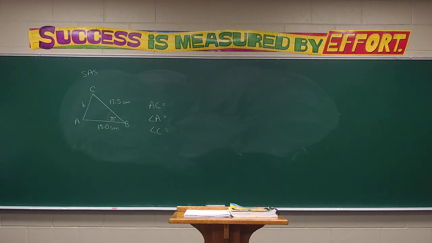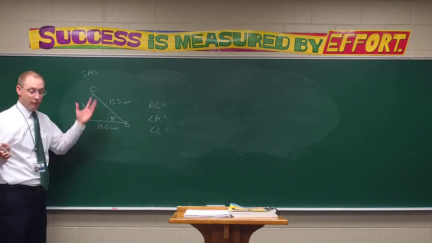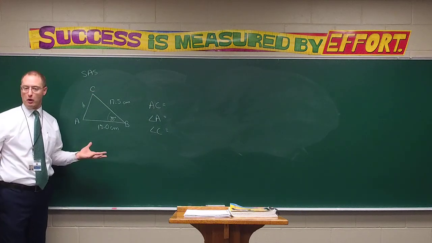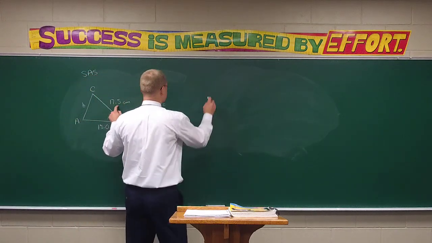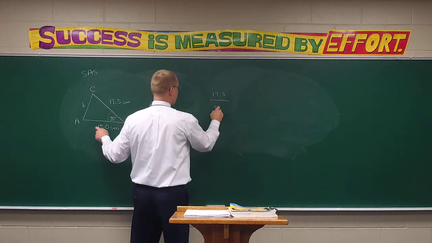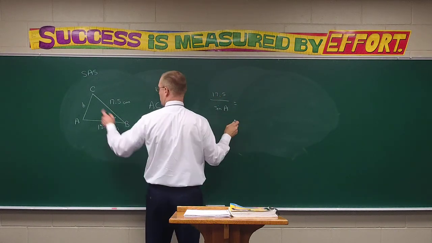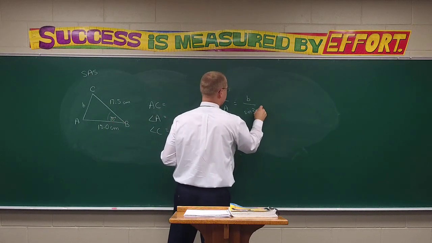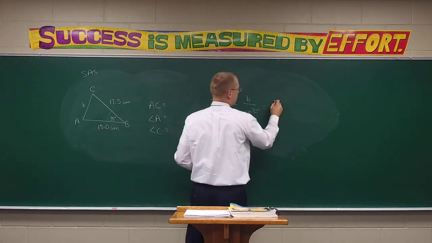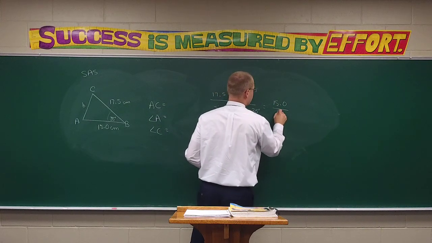Well, one thing we could do is memorize that it's the law of cosines. Another way would be to try the law of sines. I mean, when in doubt, it's an easy formula, right? So we say, well, A is 17.5 over the sine of A equals B over the sine of 35 equals C over the sine of C.